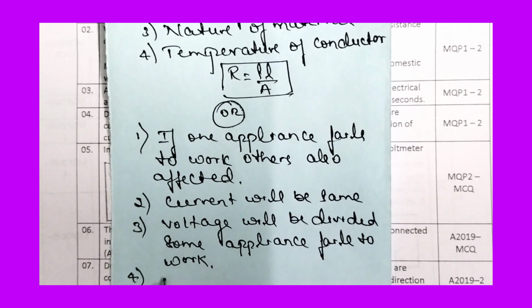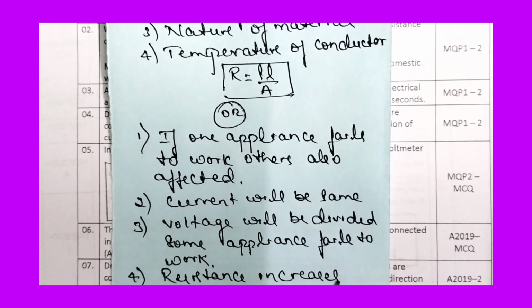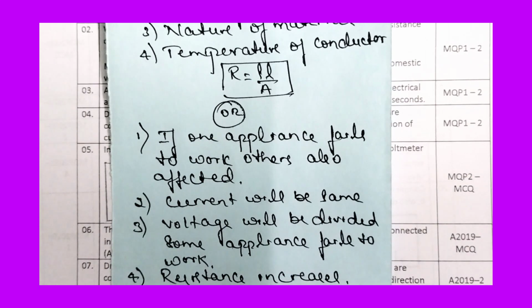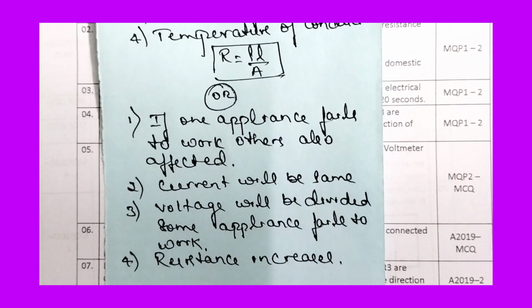And the fourth one is that resistance increases. So resistance increases when appliances are connected in series. As the resistance increases, the current drops, the current decreases. So these are the four points that you can write regarding the series circuit.